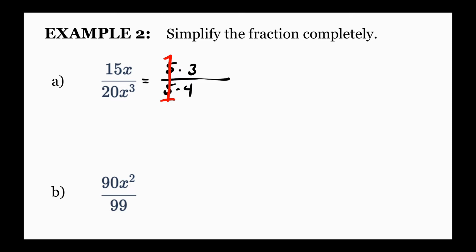Now let's go to the X's. I have 1 X on top. On bottom, how many X's do I have? I write them like this, right? X cubed means X times X times X, right? Do I have anything else that's the same on top and bottom? Those cancel out. Now, do the other 2 on the bottom cancel out? No, because there's nothing left. There is nothing left to cancel them out.